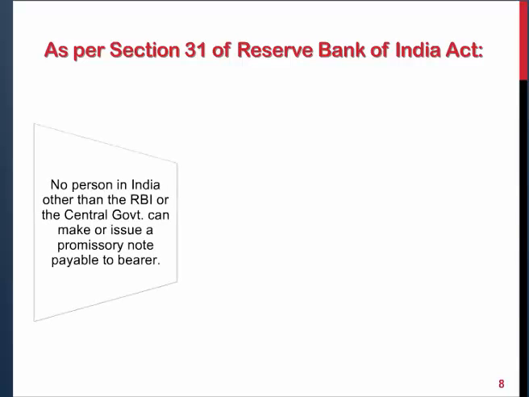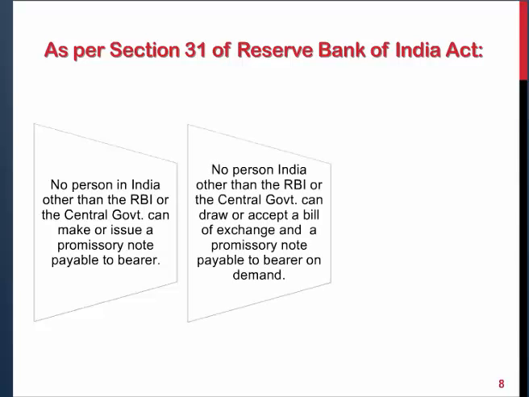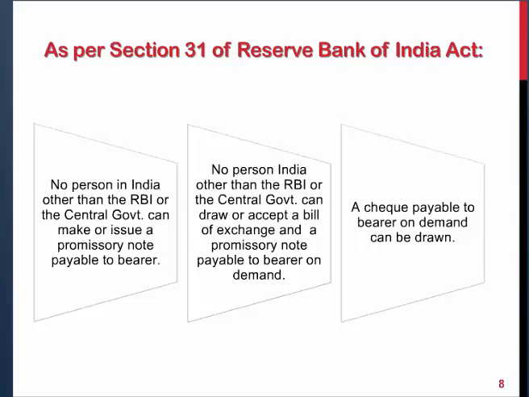Let's have a look. No person in India other than RBI or the central government can make or issue a promissory note payable to bearer. Second, no person in India other than the RBI or the central government can draw or accept a bill of exchange or a promissory note payable to bearer on demand. Next, a cheque payable to bearer on demand can be drawn.